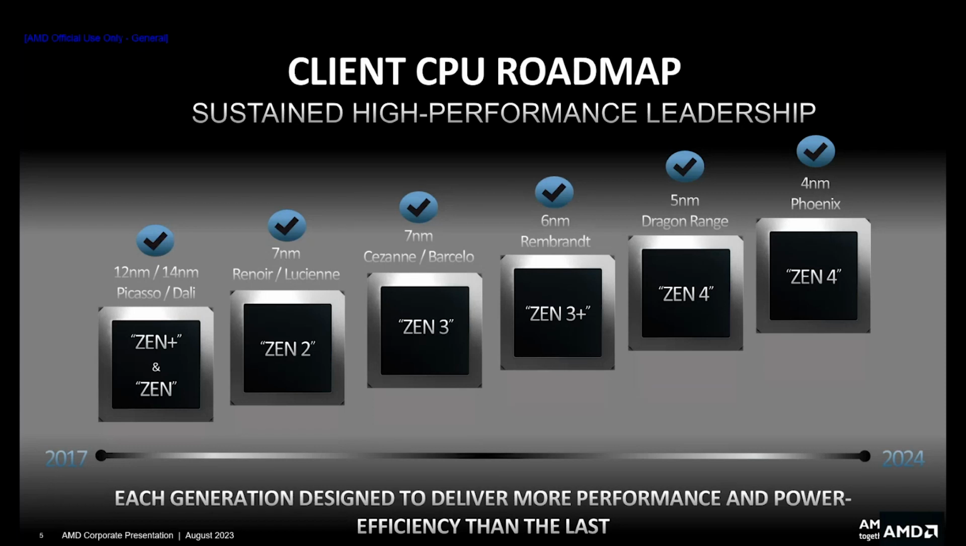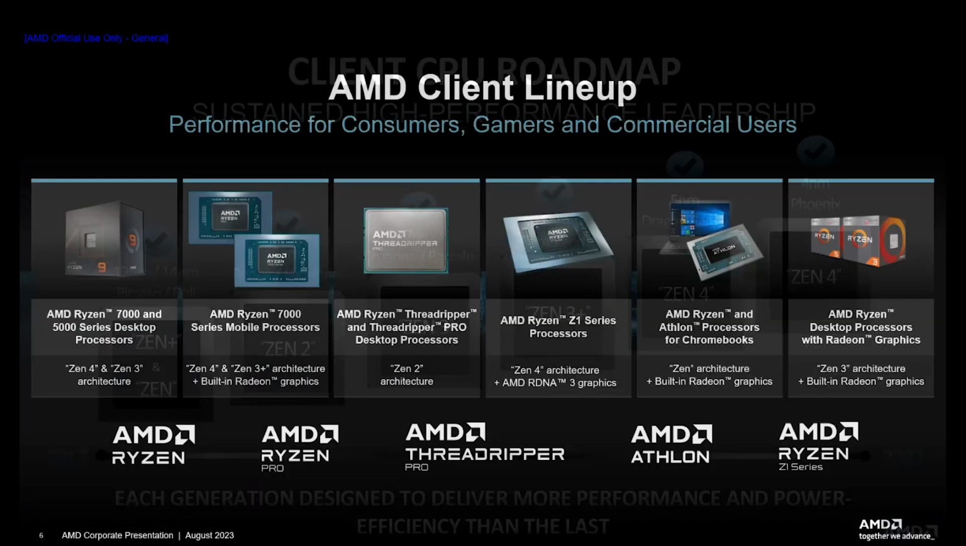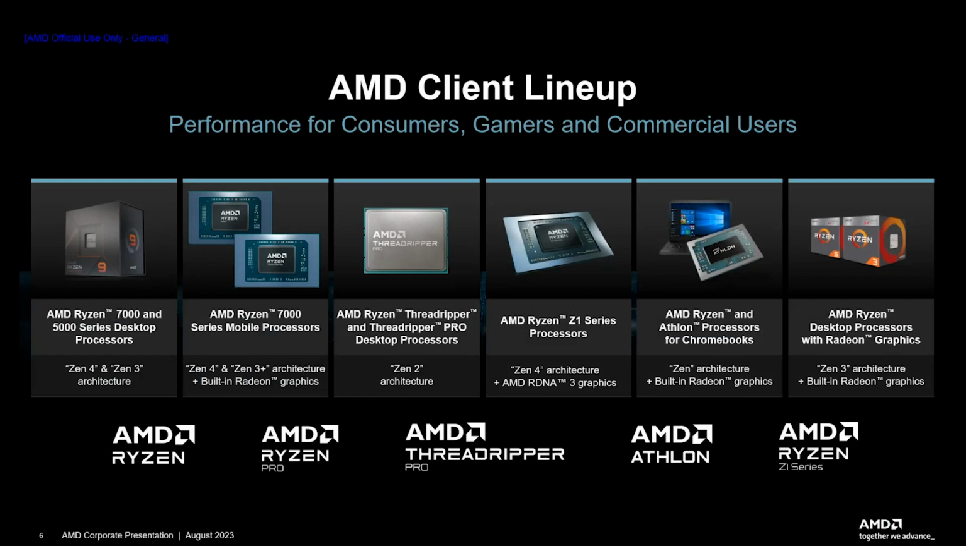Okay, so apart from this, these are the client product lineups we have: Ryzen series processors and Threadripper processors. Threadripper is our workstation processor. Apart from this, Athlon processors and desktop processors are available. I want to tell you one more thing. Here, AMD Ryzen Pro series processors are available. The Pro series is our APU processor.